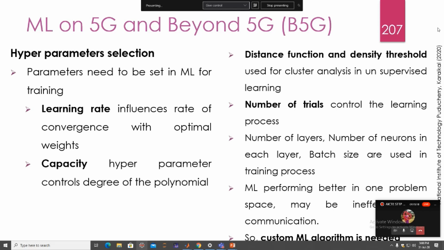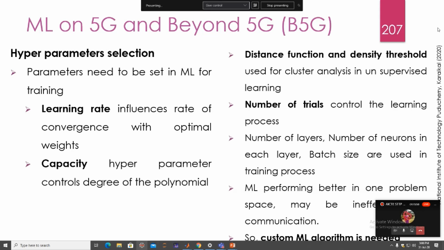So in summary, I can say that hyperparameter selection plays a very vital role in machine learning training, and it basically affects the performance of the machine learning. For that reason, customization of a machine learning or deep learning algorithm is very essential in the case of wireless communication, beyond 5G and 5G communications.